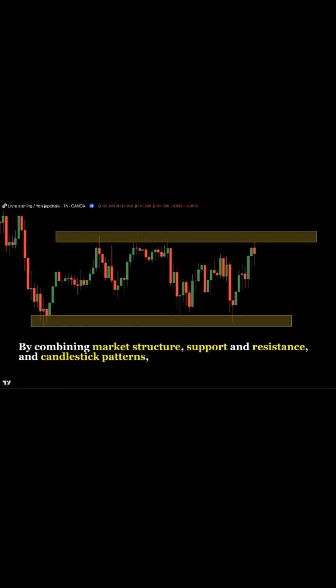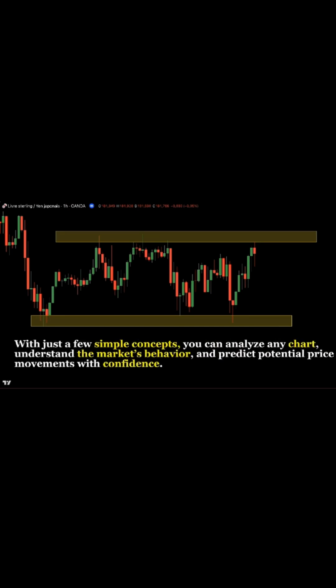By combining market structure, support and resistance, and candlestick patterns, we can easily understand what's happening and anticipate the next move, even in a sideways market. This shows the power of technical analysis. With just a few simple concepts, you can analyze any chart, understand the market's behavior, and predict potential price movements with confidence.